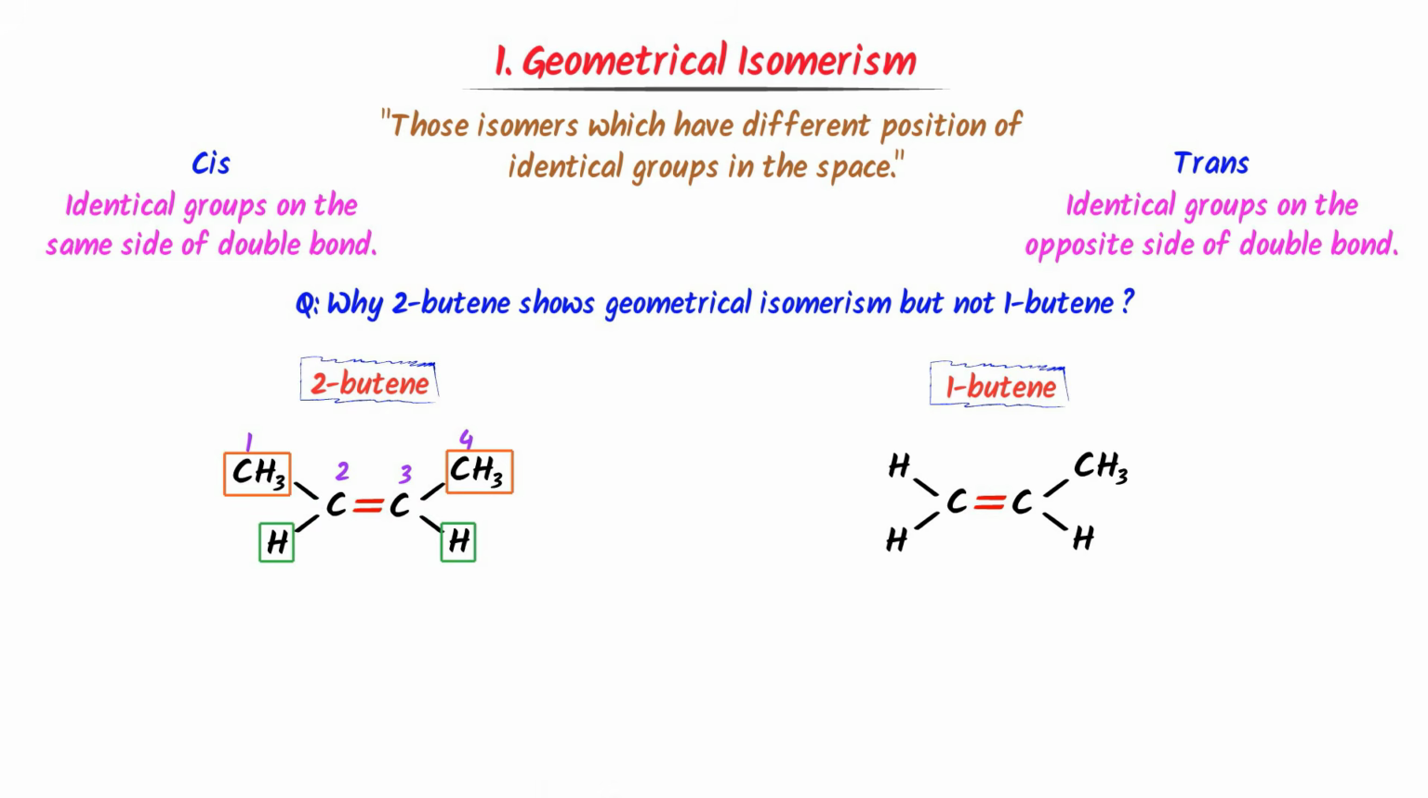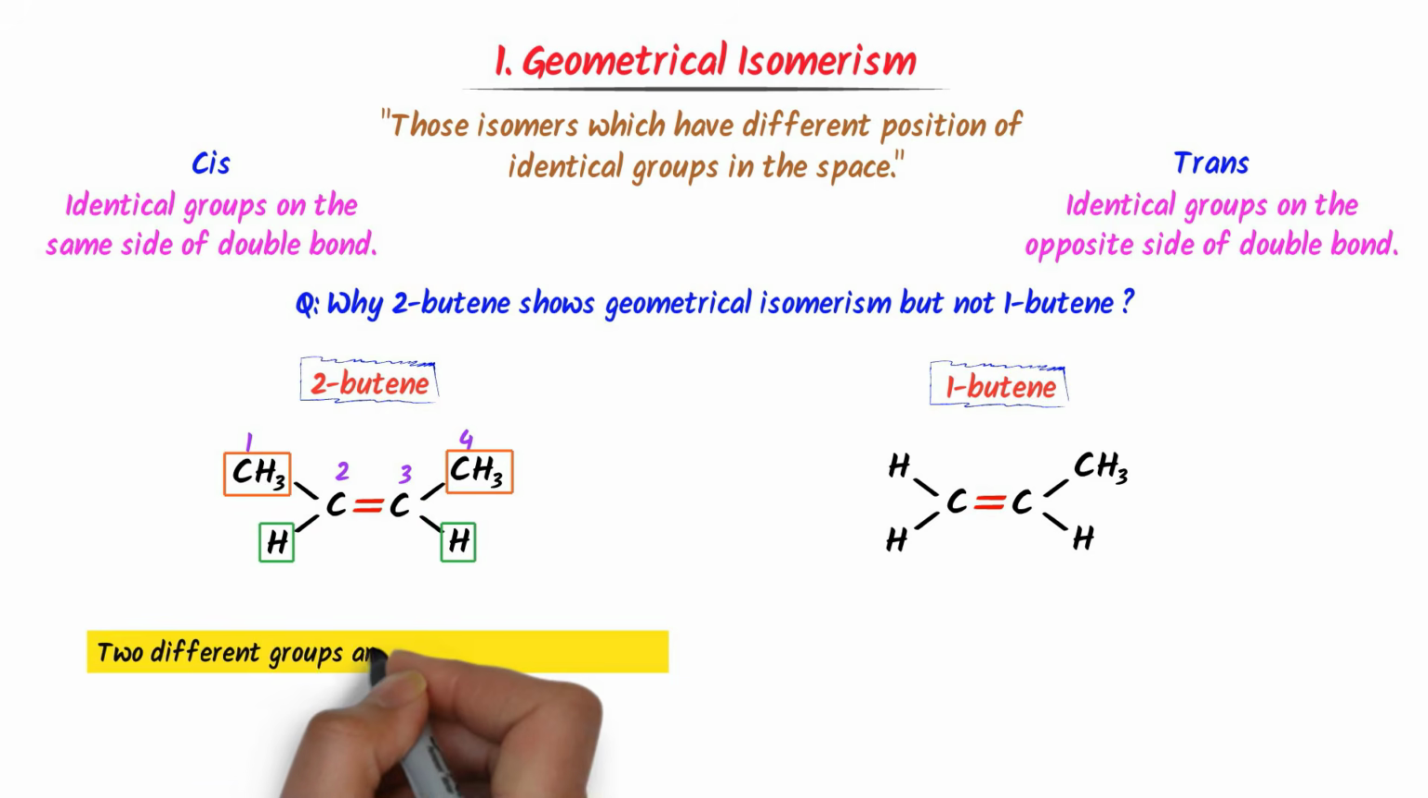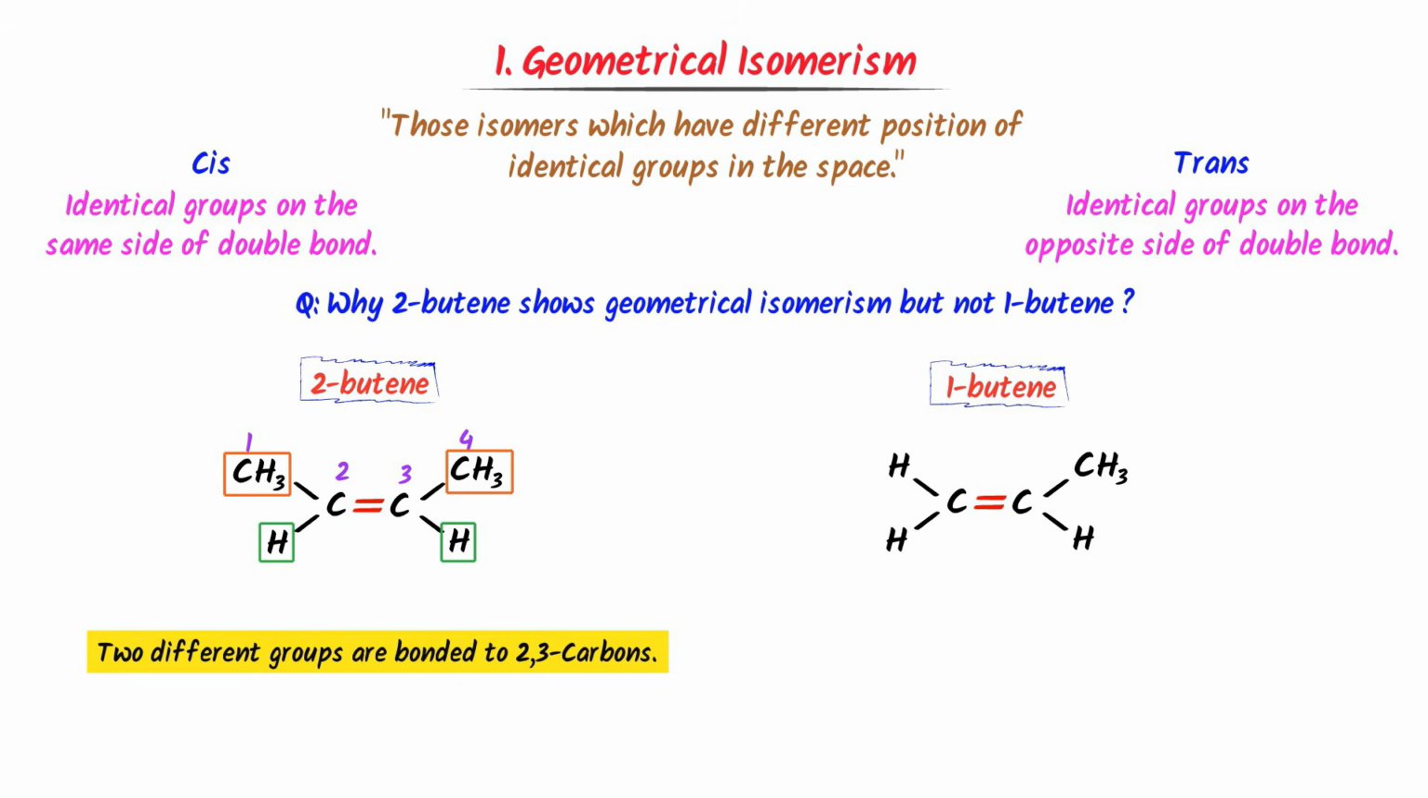On the second and third carbon, two different groups are attached to the same carbon atom. Hence, geometrical isomerism is possible in it. While in this compound, I write 1, 2, 3. The double bond is present at the first position.